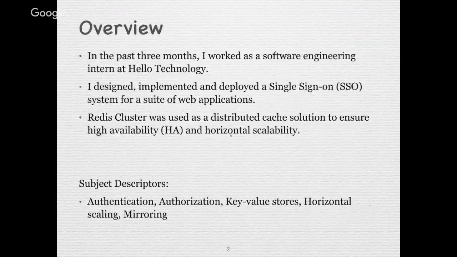So first, let me give you an overview of this whole presentation. In the past 3 months, I worked as a software engineer intern at Hello Technology. The project that I'm working on is a single sign-on system, short as SSO. I design, develop, and deploy this system to replace the login mechanism of a few web applications.